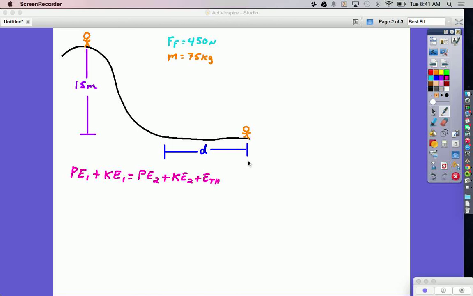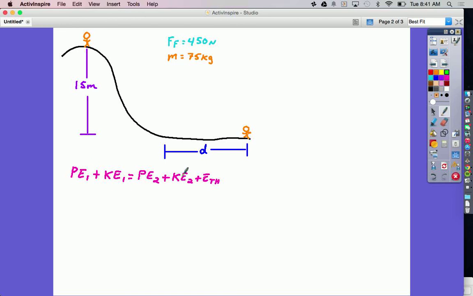Well, we start with conservation of energy because we know a whole bunch about the skier when he's at the top of the hill, and we don't know anything about him when he's down here at the bottom. So from here, we are going to be able to cancel things in our conservation of energy equation that don't belong.